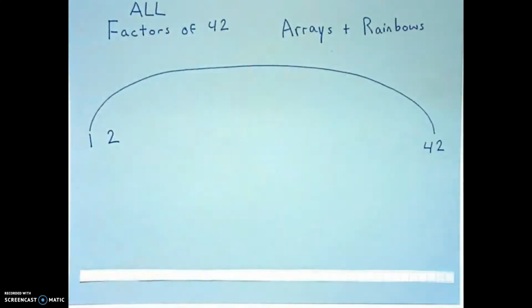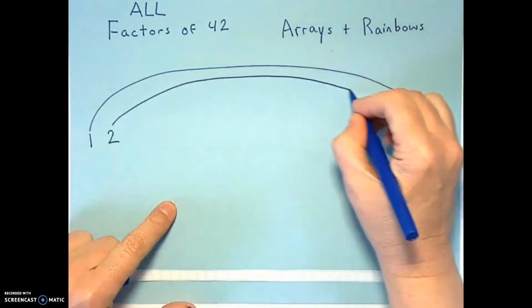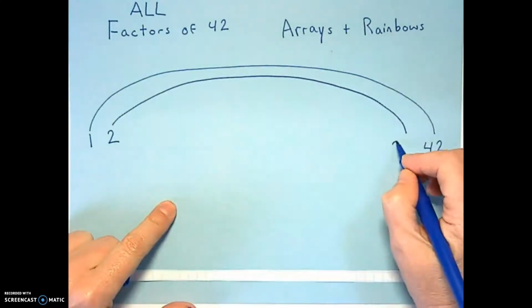And what is the other piece? 2 times what? Somebody type. 2 times something. 21. Thank you, Morgan. So 2 times 21. Can you see I'm starting to make a rainbow? Some of you watch the video, and it makes sense.